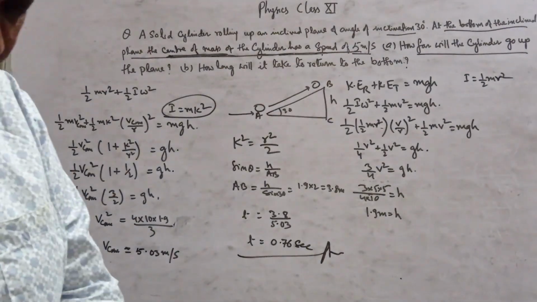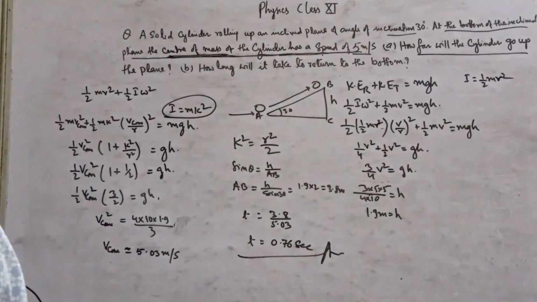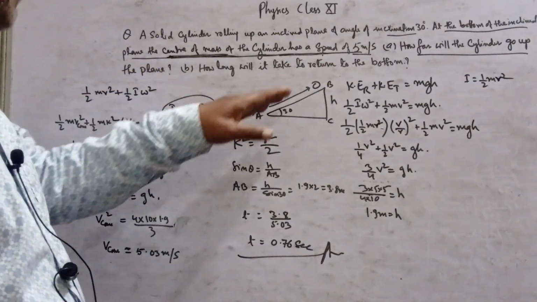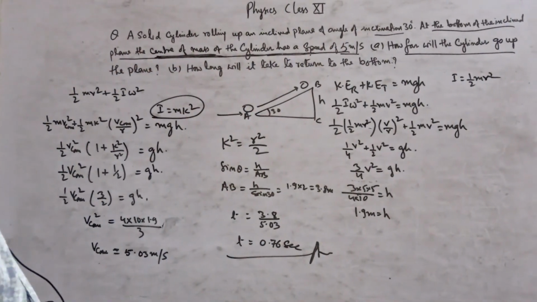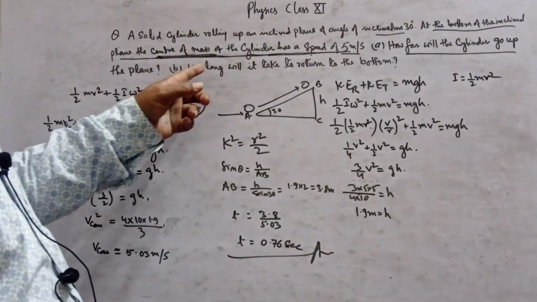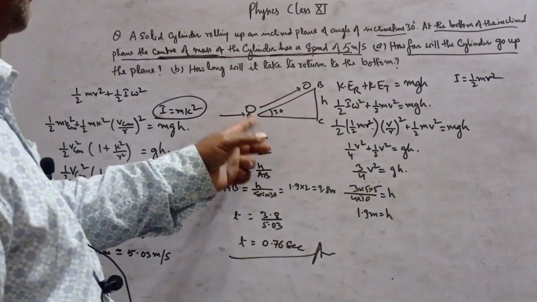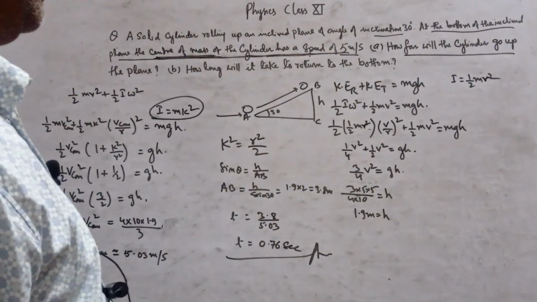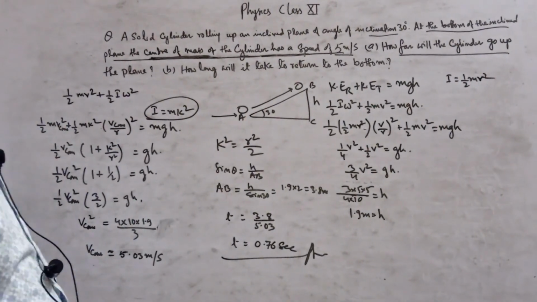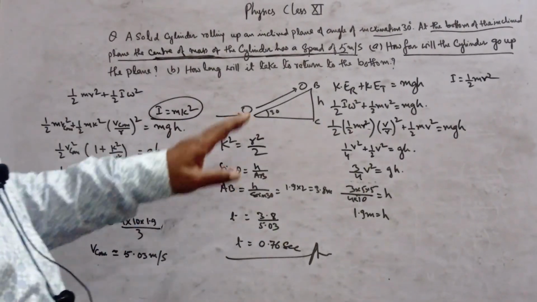So now let me tell you again. Here, this is a simple question. A solid cylinder rolling up an inclined plane of angle of inclination 30 degree. At the bottom of this, the center of mass of the cylinder is given. How far will the cylinder go up the plane? When it goes up the plane, here the question is a normal question.